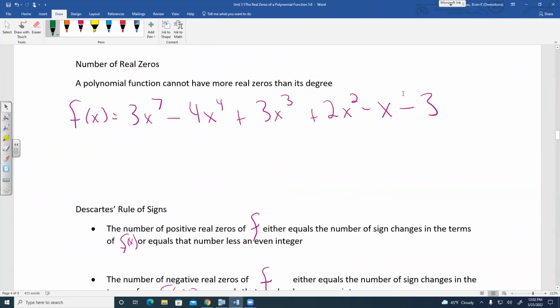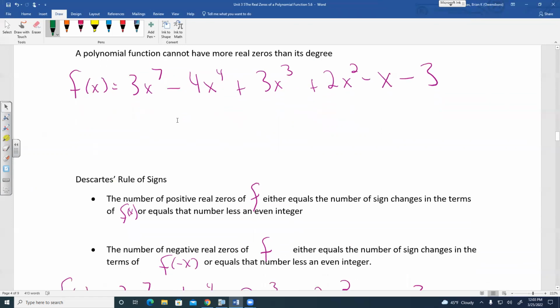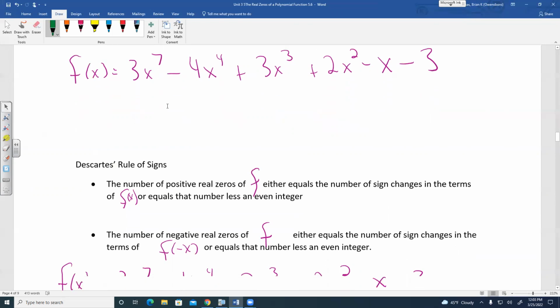So let's move into this next part, number of real zeros. A polynomial function cannot have more real zeros than its degree. So notice that the degree of this polynomial is 7. So one of the rules that we pick up on is if I'm looking for the actual zeros, there cannot be more than 7 real zeros. So if I was trying to find the zeros of this function, I would be looking for no more than 7 real zeros. Now keep in mind, when finding zeros, we also have this thing called multiplicities.